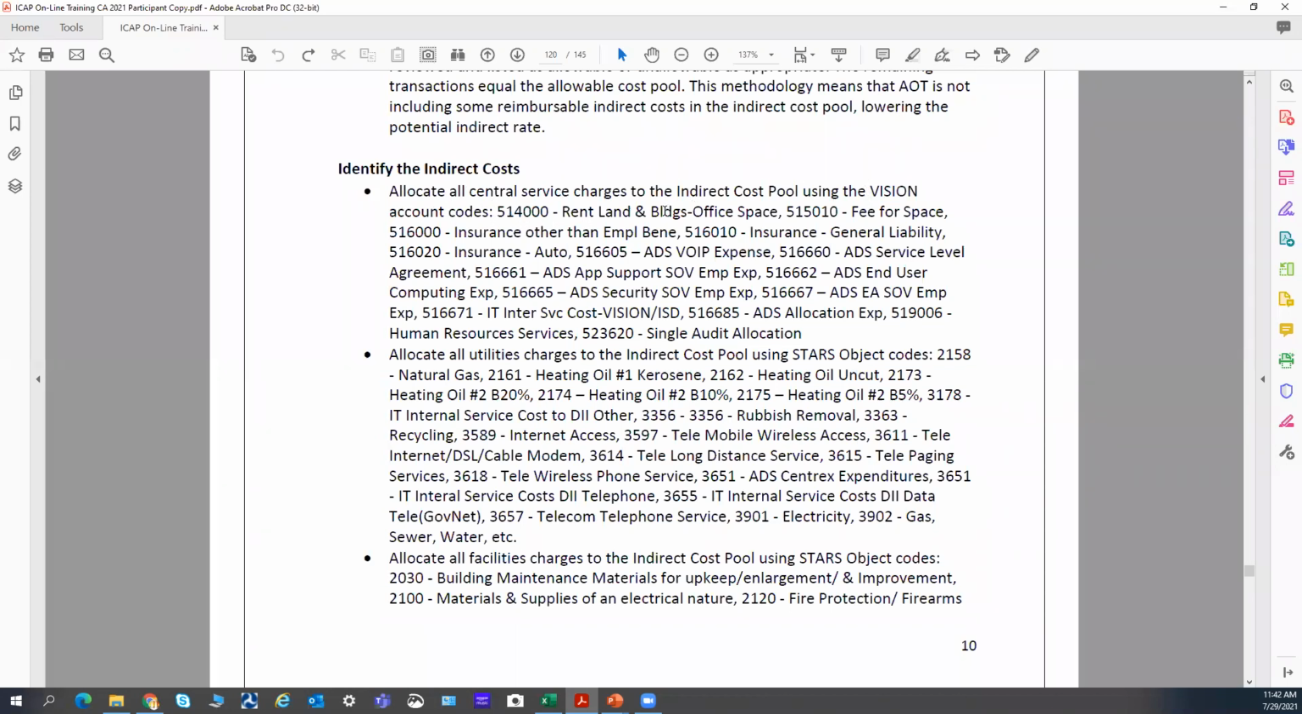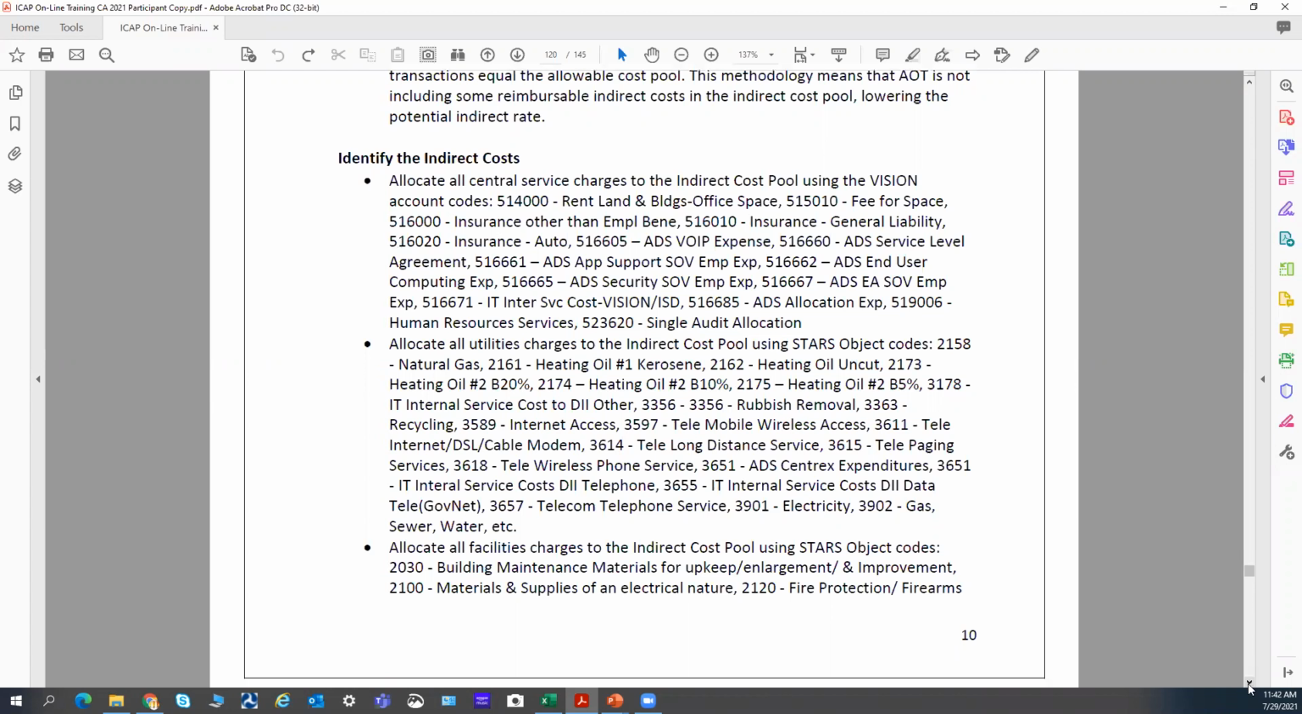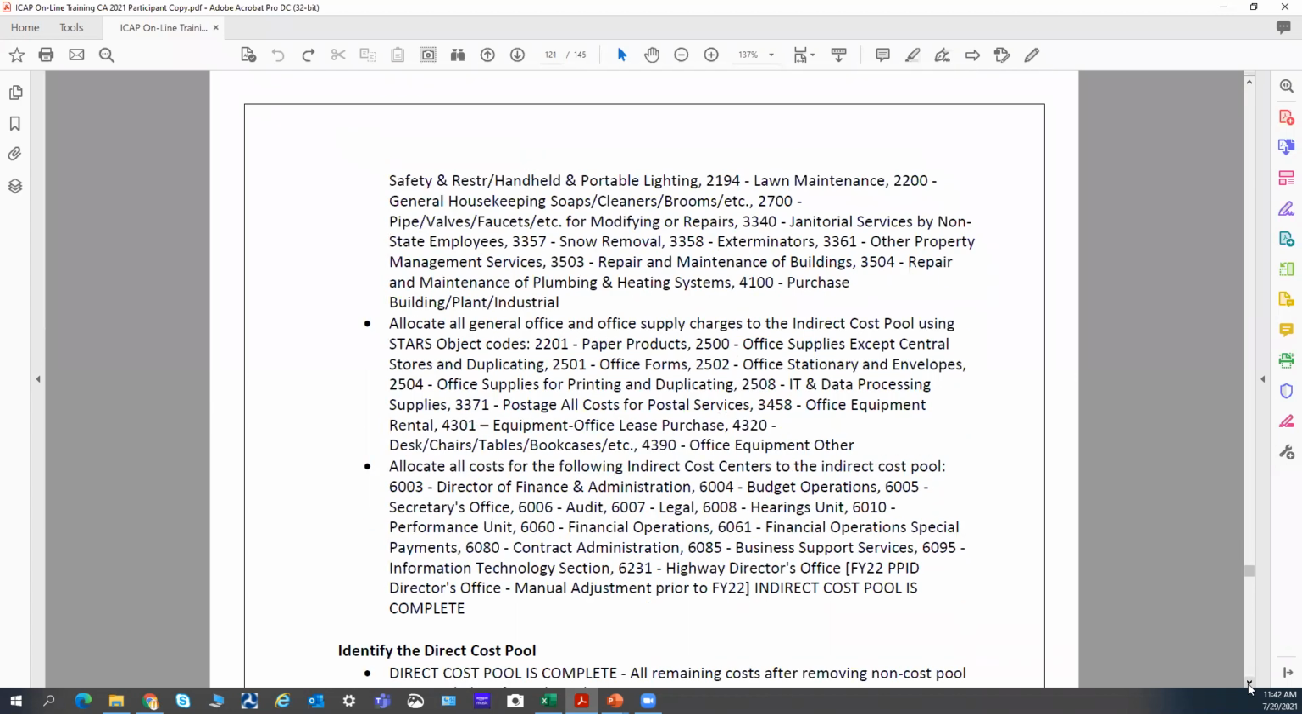But here they've identified every single one of those codes that we're going to see and what they are with regards to centralized services. So, general liability insurance, I can see that's 516,020, so on and so forth. This is really getting into the weeds already. But the important thing is that this lessened our questions that we needed to ask to understand their methodology. This just provided us the roadmap to what we're going to see in their supporting documentation. So that's their indirect costs and the different codes they used.